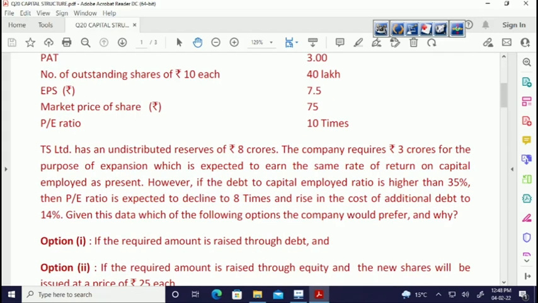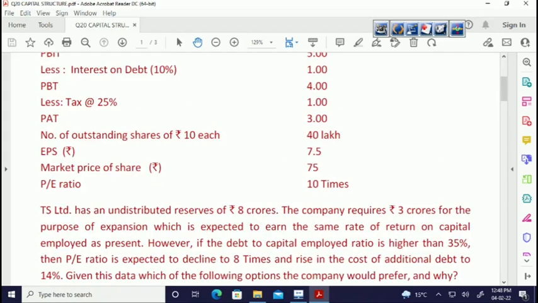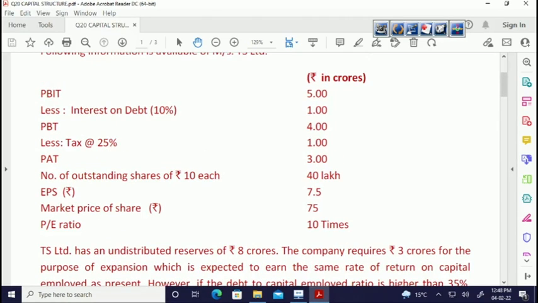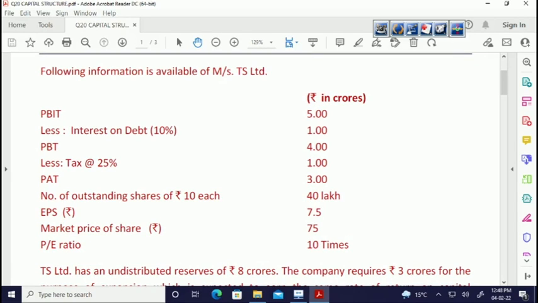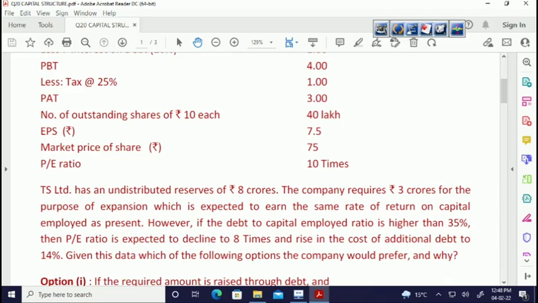TS Limited has undistributed reserves of 8 crore. So the share capital is 40 lakhs into 10, 400 lakhs, 4 crore, and the reserves are 8 crore. 4 crore plus 8 crore, net worth is 12 crore. 12 crore is the net worth and 10 crore was the debt. So capital employed is 12 plus 10, 22 crore. Company requires 3 crores for the purpose of expansion, which is expected to earn the same rate of return on capital employed as present. So this 3 crore will earn the same ROCE as present.